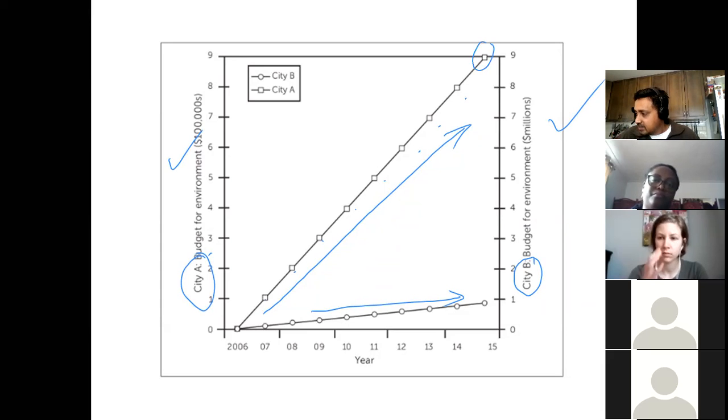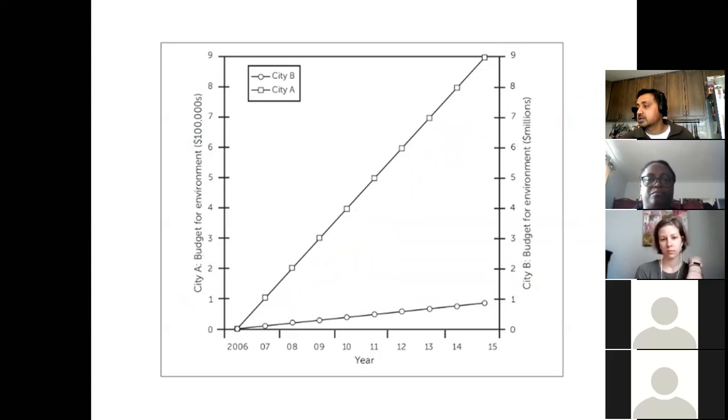City B, which looks like a complete slacker, has also spent close to $1 million. But the scale is different. So the slope alone doesn't tell you the complete story. If you have a singular scale, then everybody is being measured against the same scale. So the key is to pay attention to the scale while you represent your data or while you interpret other data.